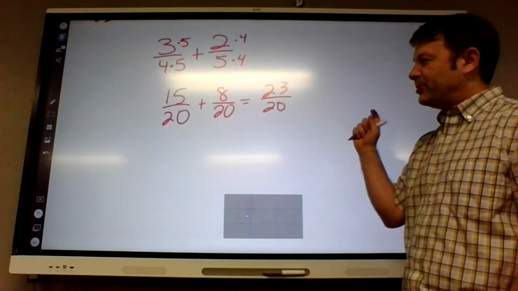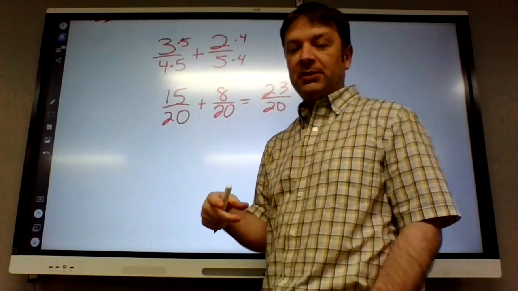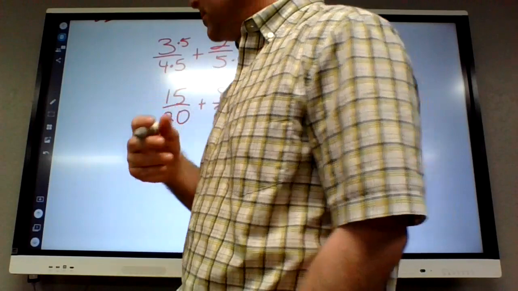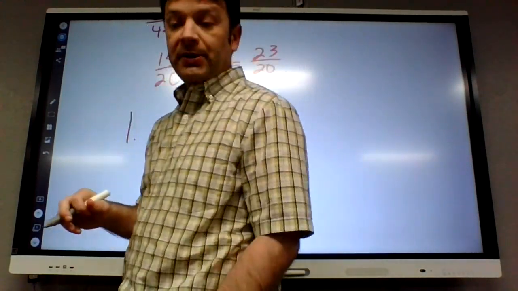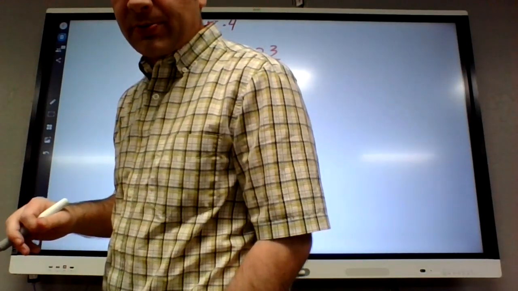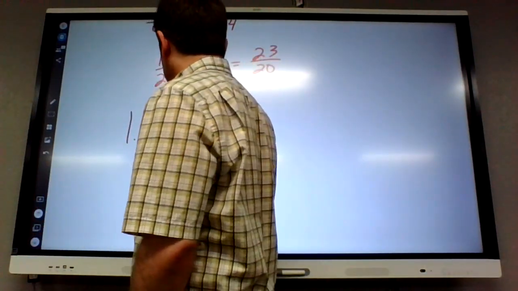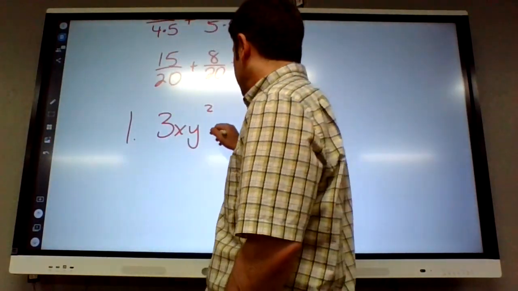Now that's what we're doing, except it's in polynomial form, not just normal fractions. Number 1, it does not start off like that. 3xy squared and 15y cubed.